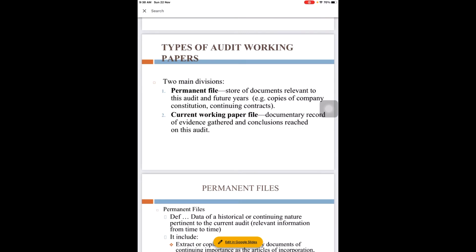For example, copies of the company's constitution, and continuing contracts. The information is going to be used for the audit of that year, and also for the audit of the next period. What about the current working paper? It is the documentary record of evidence gathered and conclusions reached on this audit. It means that it's only for the current year audit.